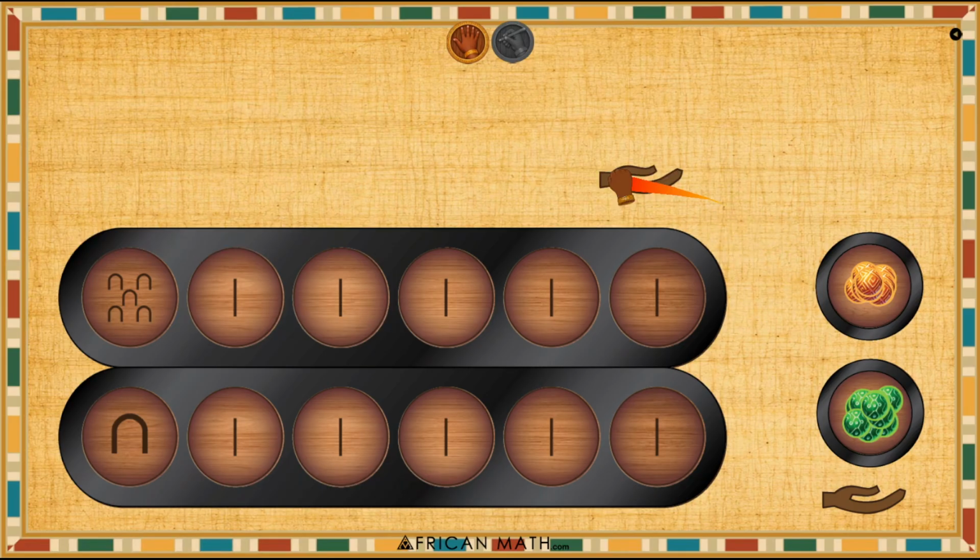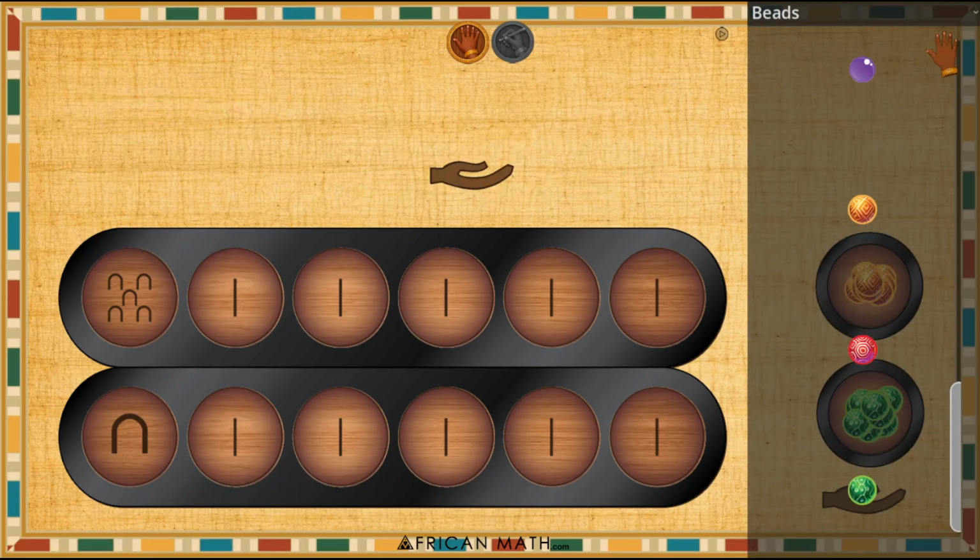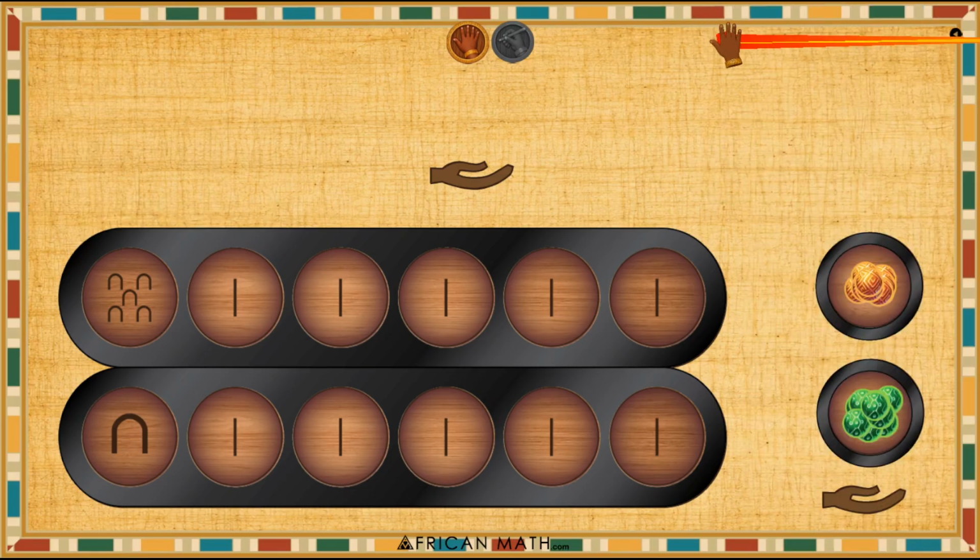So here we have a hand. Okay, now I'm going to go get some new beads. Let's use our yellow bits that we have. I'm going to use the yellow beads right here, and I'm going to put a bead in the hand. Now, can anyone guess what quantity the hand represents? Okay, if you said 5, then you are 100% correct.